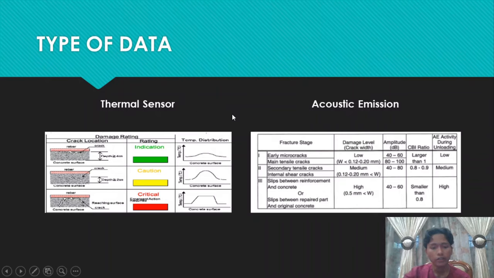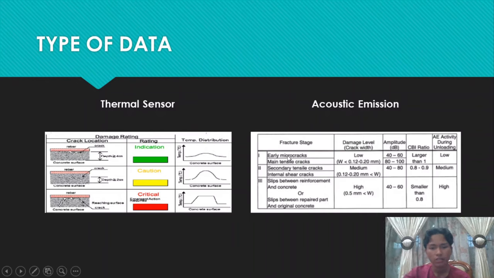So in thermal sensor, in this picture, this is an example of data produced from thermal sensor. We can identify the size of the crack and how severe it is just by looking at the temperature and with the help of software. If we look here, the most critical crack will contain a higher temperature than the other cracks. So we can determine the size of crack better with the help of thermal sensor.